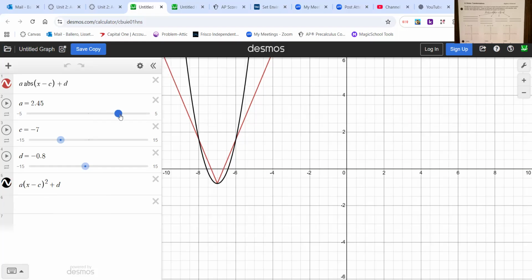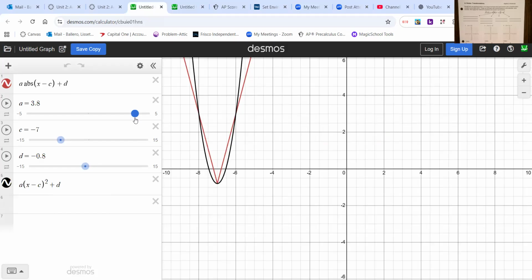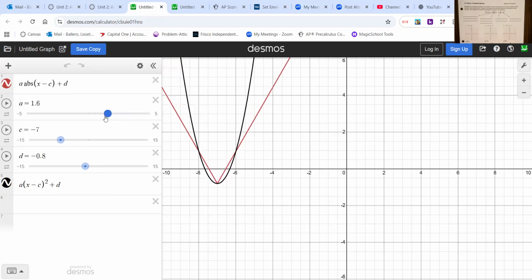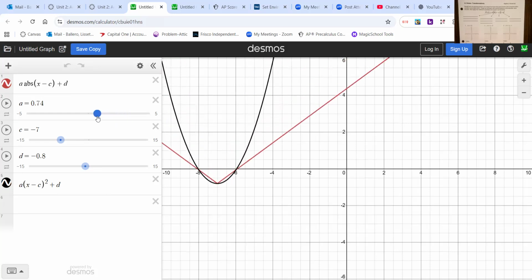Again, if I move my A, it's going to get narrow. Notice they're both doing the same thing. So it doesn't matter which parent function you do. When that A value gets bigger, it gets more narrow. We call that a vertical stretch. When we make it a smaller number, it gets wider, whether we're talking about the quadratic or the absolute value. That's called a vertical compression. Looks like you took it from the top and just kind of squished.